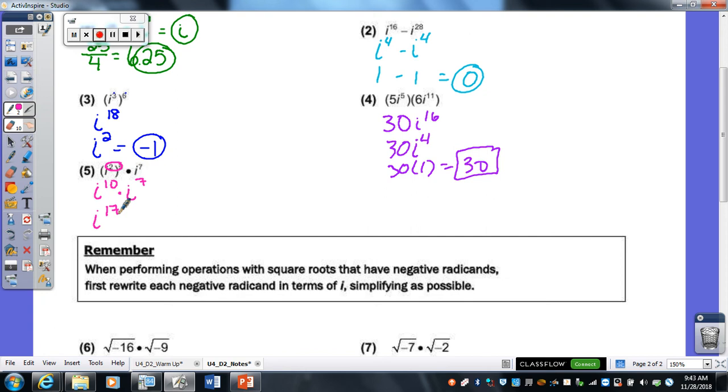Exponent times another exponent with the same base, you add them. So 17 divided by 4, what do we get? We get a decimal. What's our decimal? 4.25. So 0.25 means it's the same as i to the first, which is just simply going to be i. So again, you always got to simplify those i's. It's one of those 4 things: i, -1, -i, or +1.